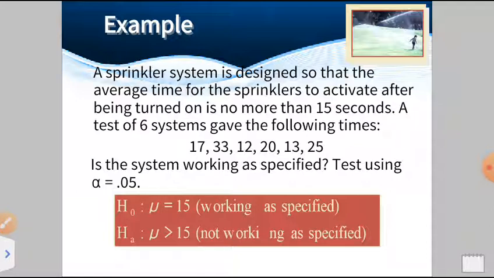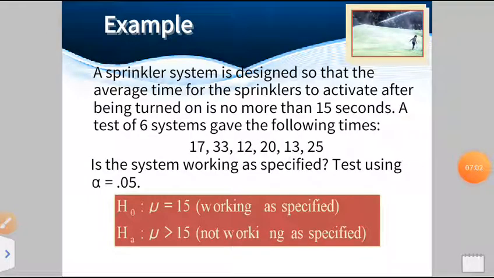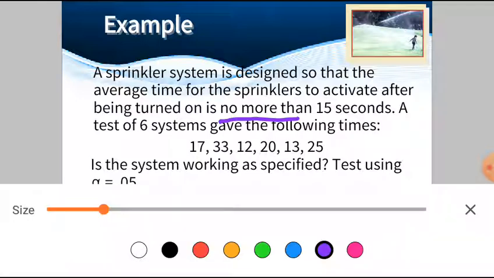Now again we have to go for creating H0 and HA. So here, what is H0? H0 is saying mu is equal to 15, meaning whatever we are looking for, that it is working as specified, and mu greater than 15, because here we have written no more than. From here we will come to know we are talking about no more than, and we always take the opposite one. So HA is mu greater than 15, correct?